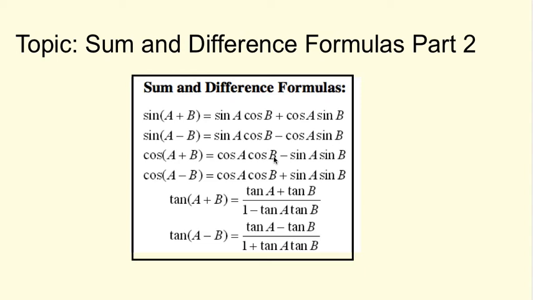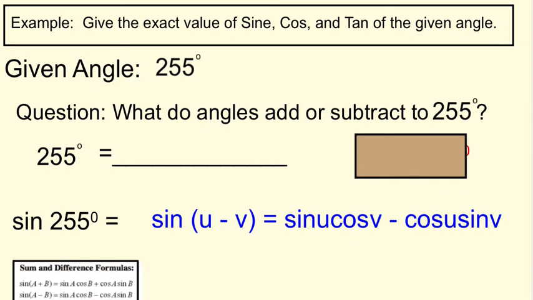Sum and difference formulas, part 2. Give the exact value of the sine, cosine, and tangent of this given angle. Our angle is 255 degrees. Right now, this is not on our unit circle, but we still want to be able to evaluate it exactly.